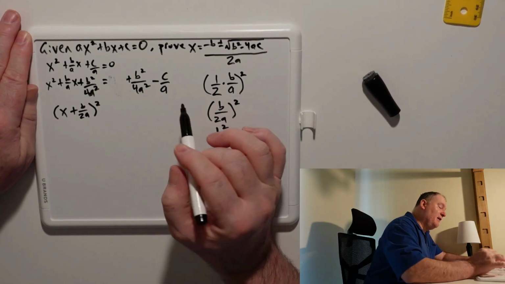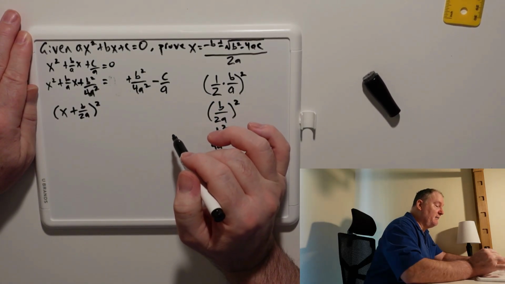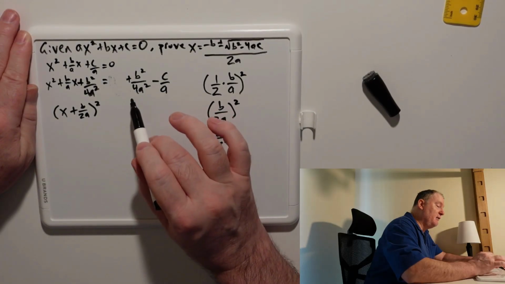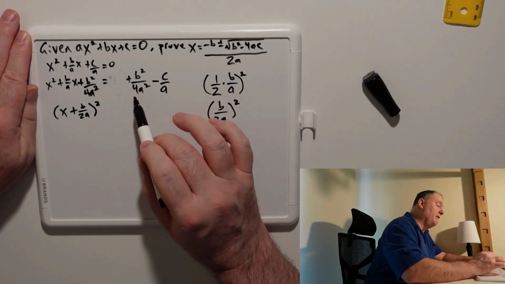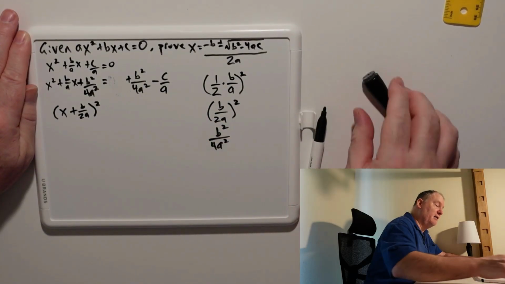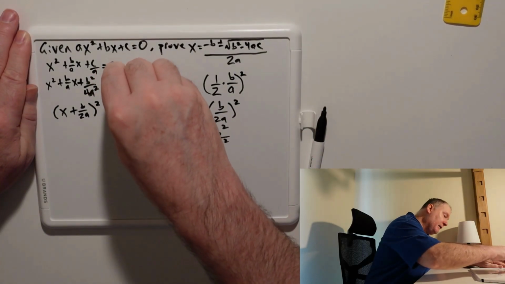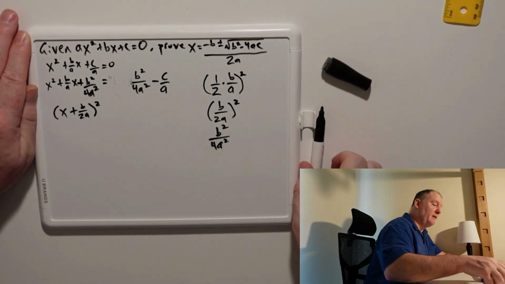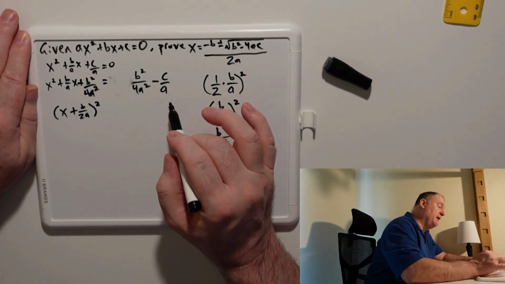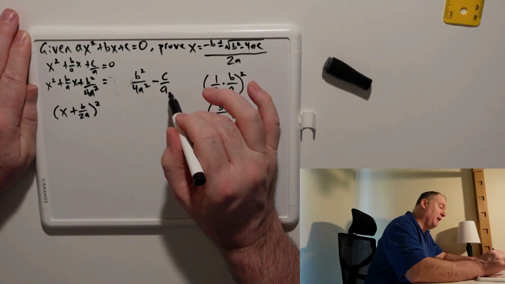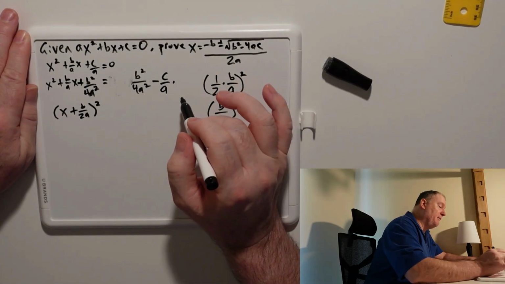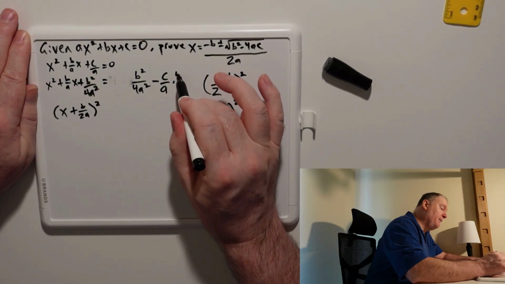Alright, so in order to add these, I need to get common denominators. The LCD of these two things is 4a squared. This already has 4a squared, so I guess I don't need the plus sign. In order to get common denominators, I need to multiply top and bottom of this term by 4a.